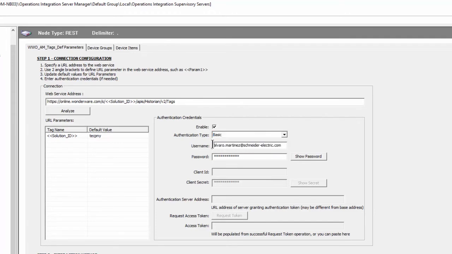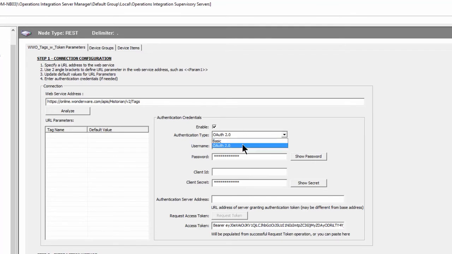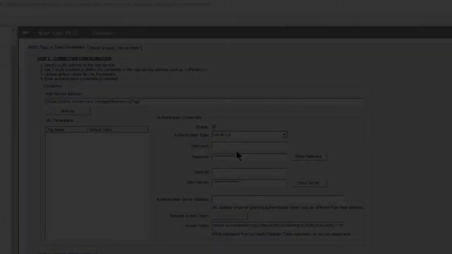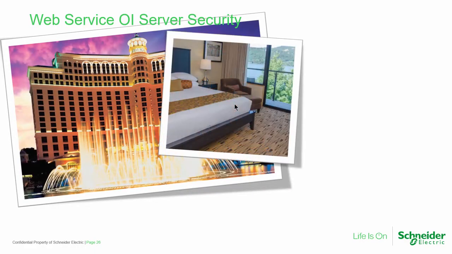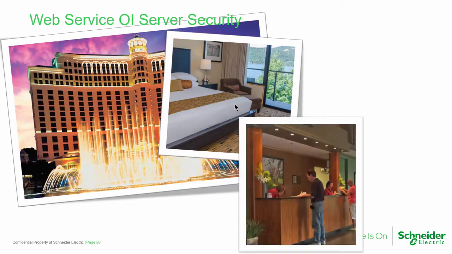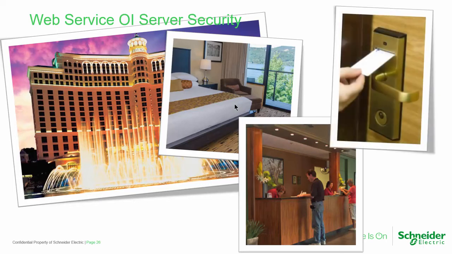With basic authentication, you just need to supply the username and a password. With OAuth authentication, you have to supply additional information in order to be able to access the information from the web service. That is actually best explained through an example. Let's say you want to check into a hotel. Before you can access your room, you actually need to go to the registration desk and provide some information to the clerk for them to give you the key to your room. That key to your room is what we call the token.